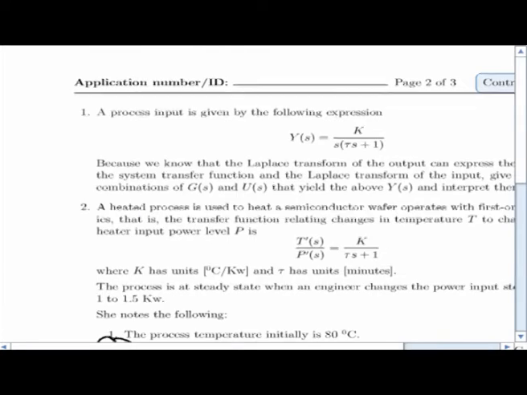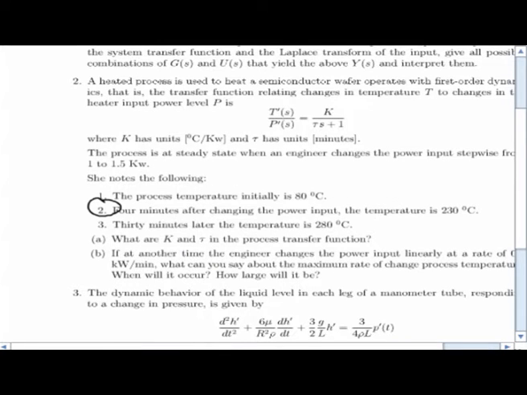problem 2a? Okay. Now the second B part asks if at another time the engineer changes the power input linearly at a rate of 0.5 kilowatt per minute, what can you say about the maximum rate of change of process temperature? So now the value of A is given to you, which is 0.5, the slope. And you can use the same expression we have computed in the lecture notes, that what is the maximum rate of change of process temperature, and when will it occur, and how large will it be.